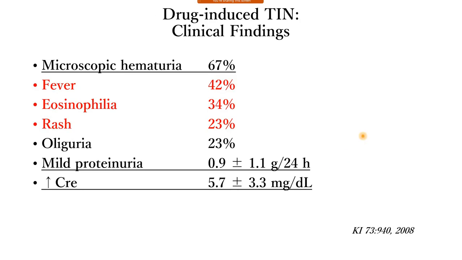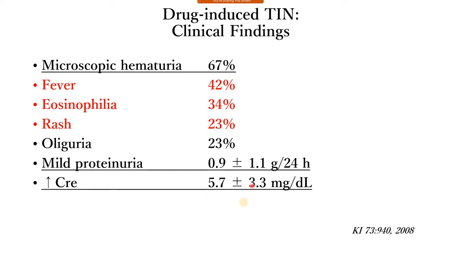So here are the clinical findings of drug-induced TIN. As you can see, the triad of drug-induced TIN is fever, eosinophilia, and a rash, but this is present in less than 50% of the cases. So this is not a good sensitivity to detect drug-induced TIN. But one of the most common findings is microscopic hematuria. Again, hematuria is also not specific, and there are oliguria, mild proteinuria, and a rising creatinine.